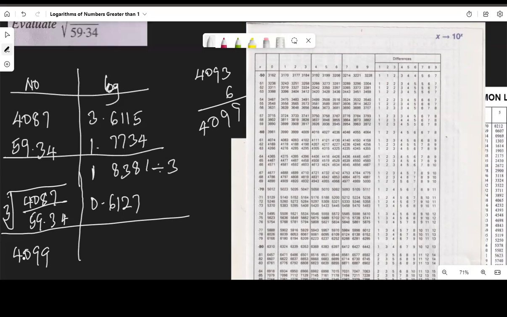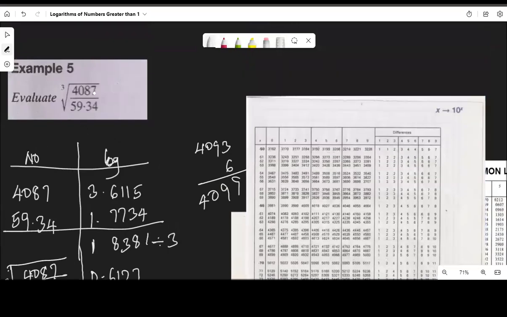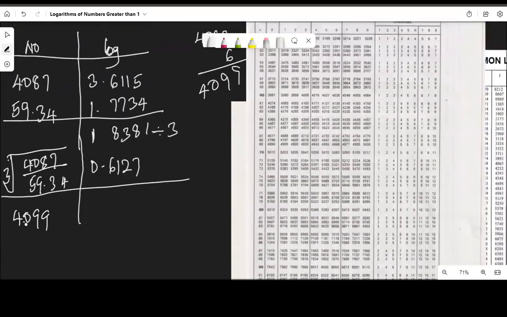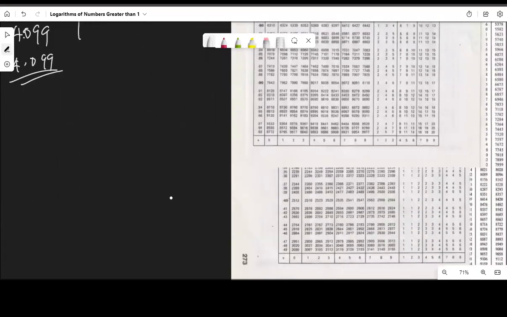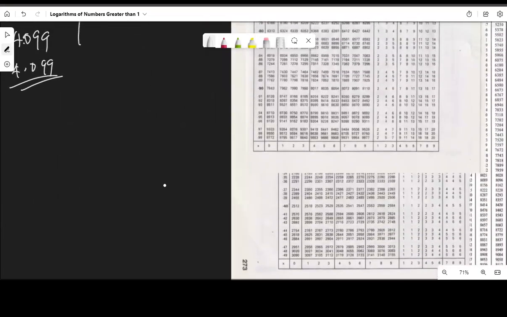That means our decimal point is going to be in this place. So the cube root of 4087 divided by 59.34 is 4.099. So that is that. That brings us to the end of this lesson.